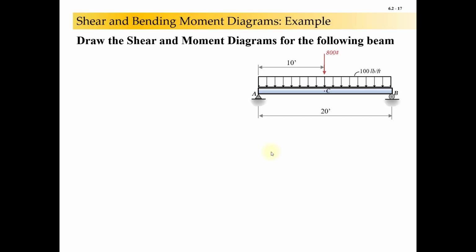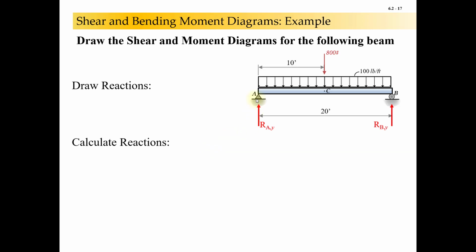So let's do a shear and bending moment example. We've got a 20-foot long beam with a point load at mid-span, a 100-pound per foot load along its length. Again, that 800 pounds right in the middle. Find our reactions, RAY and RBY.